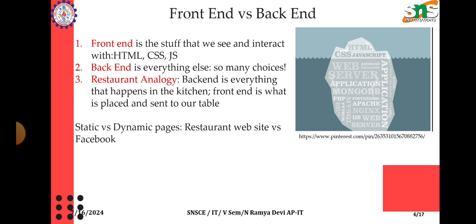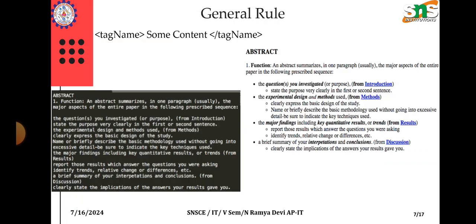This is also the difference between static and dynamic pages: restaurant website versus Facebook. The restaurant website will have a static page which contains the menu or the price information of your restaurant. But Facebook is an example of a dynamic page which is changed every second.